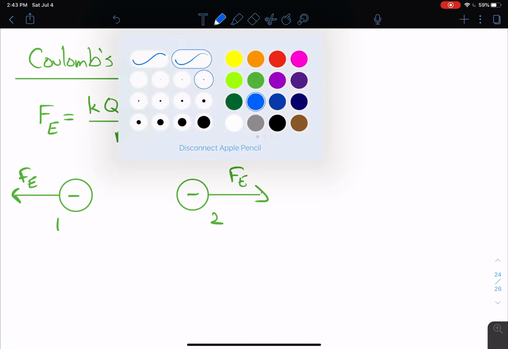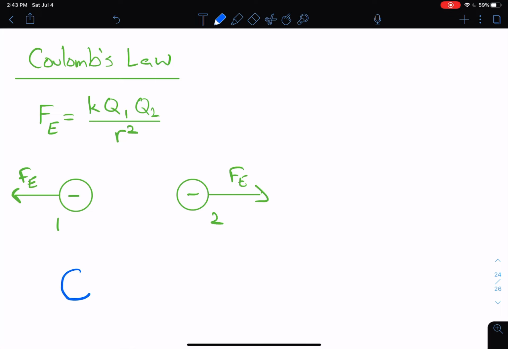Now, if, however, we look at a different situation, let's look at a situation where they have opposite polarity. If they have opposite polarity, then they attract. And now I know, since they're attracted to each other, that's the force that's going to be on object 1, the electrostatic force, and object 2 is attracted. And it's directly towards the other one. It's not at some angle, it's directly toward.